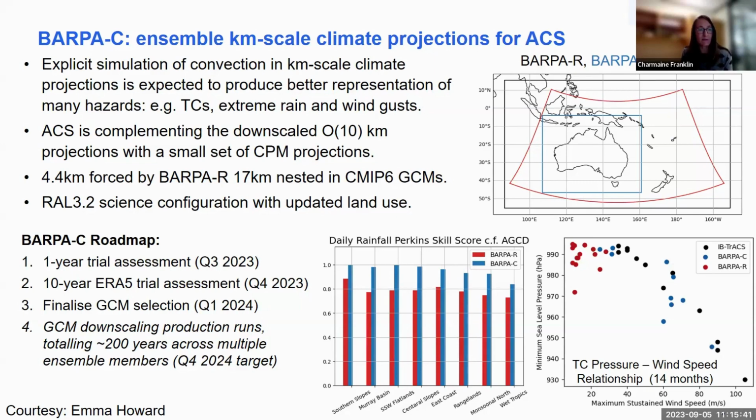And then just looking at the rainfall, this is a daily rainfall Perkins skill score. Blue is BARPA-C, red is BARPA-R, and higher is better. So we're seeing improvements in the daily rainfall from the higher resolution run.